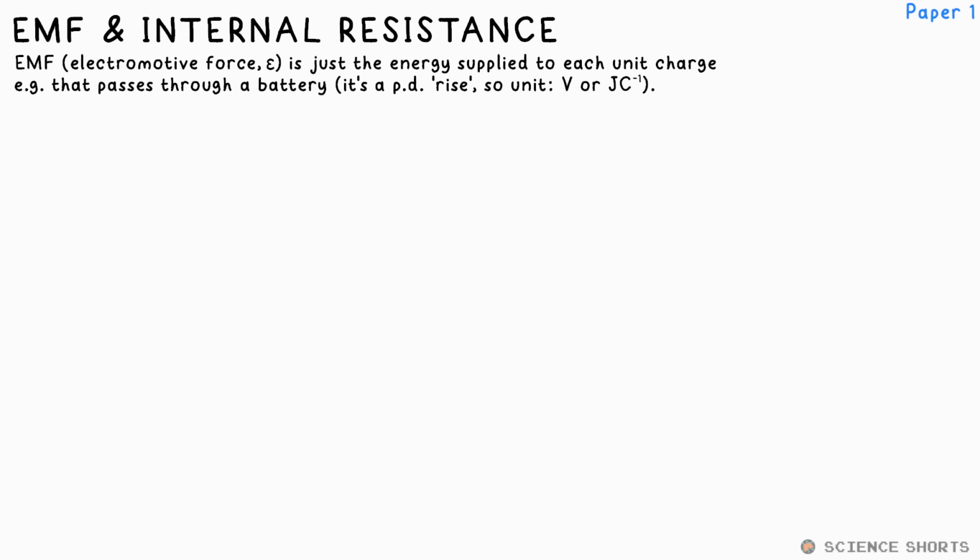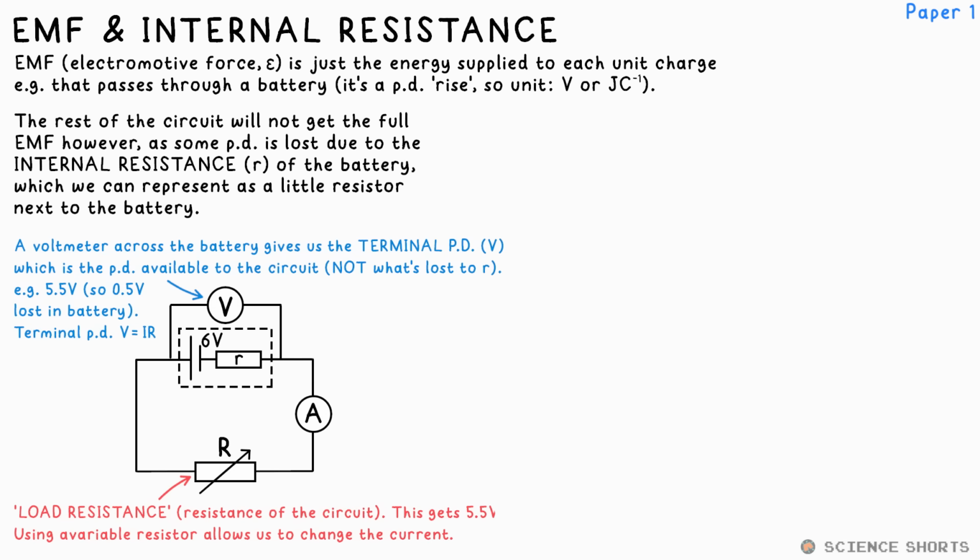It turns out batteries and cells have a resistance of their own, so if you attach a bulb to a 6-volt battery, the bulb will get less than that. A voltmeter across it might measure 5.5 volts, say. This would also be the same if we attached the voltmeter across the battery terminals instead. So we can call this the terminal PD. Be careful, this means the voltage available to the circuit. That means 0.5 volts is being lost inside the battery due to its internal resistance, little r.